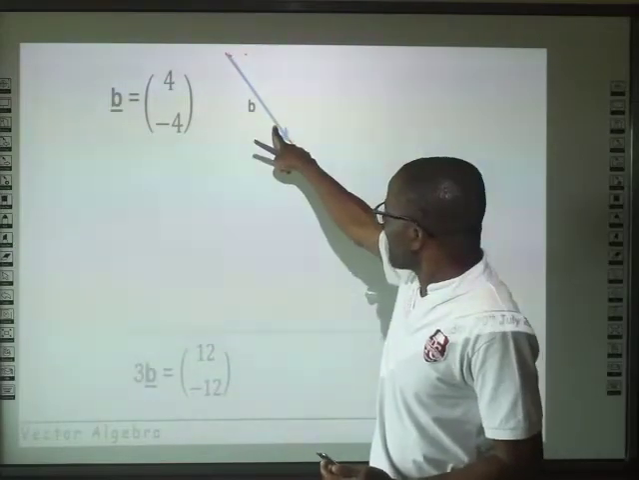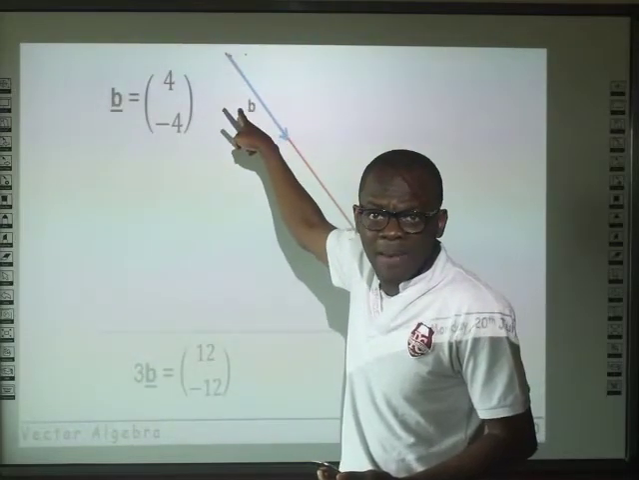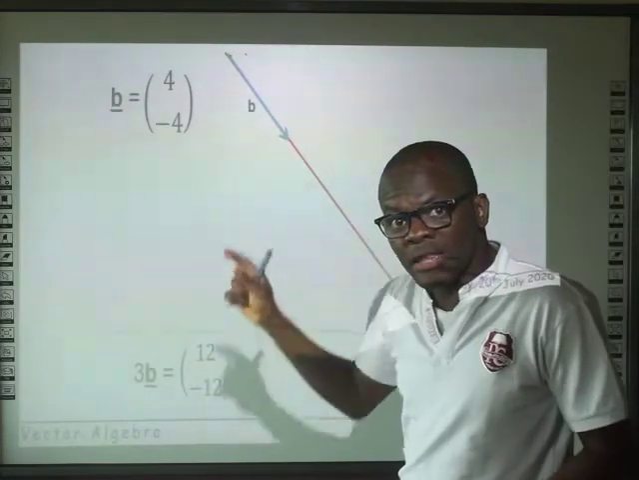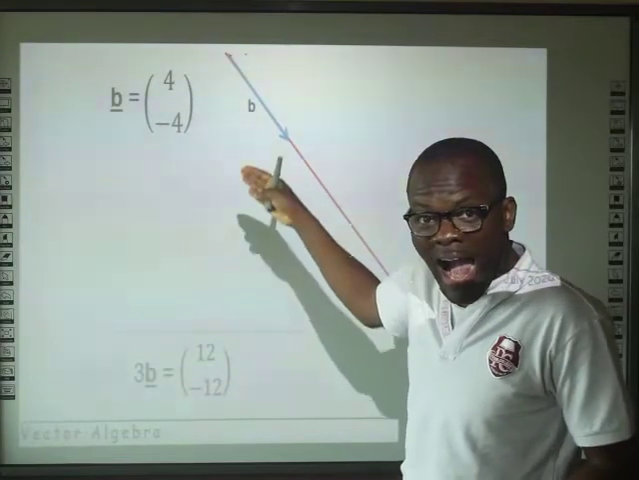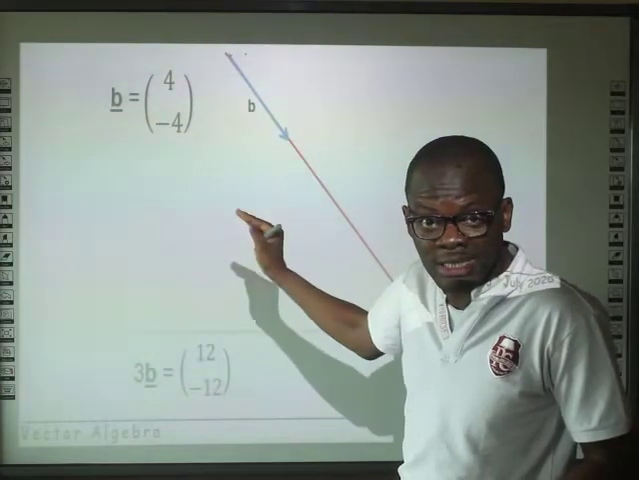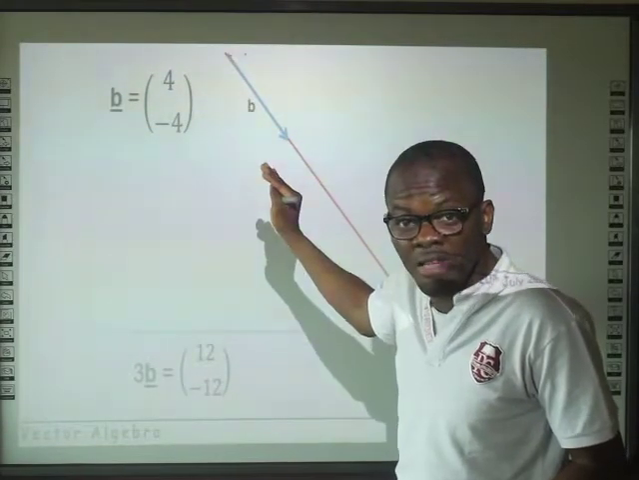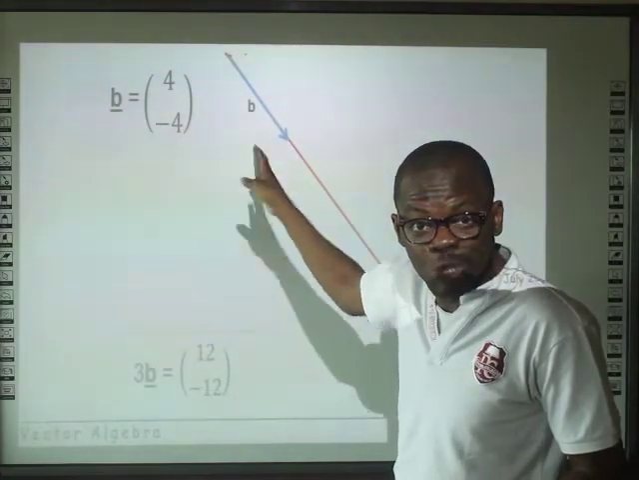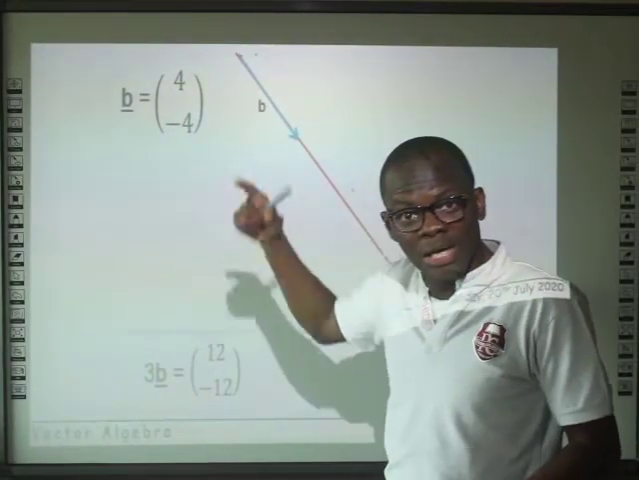Alright? But I've indicated the vector B there with the blue arrow. Let's see how that compares with the long red arrow. You'll observe that the two arrows, the blue arrow, the shorter one, and the red one, which is longer, are both pointing in the same direction. Clearly, the two are parallel. It's just that one is shorter and the other one is longer.